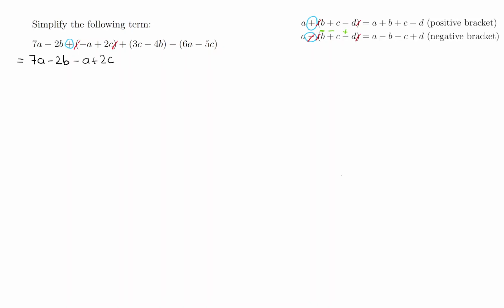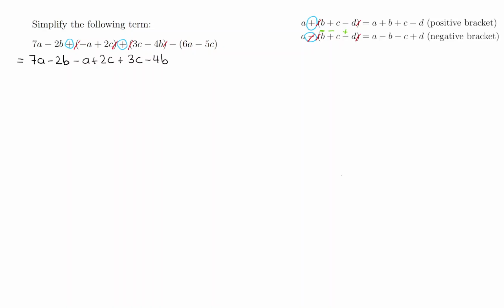and we eliminated our first bracket. Then we continue. What do we have? Next bracket comes. We also have a plus sign in front of it. So same as we just did. Throw away the bracket and just copy everything else. So plus 3c minus 4b. We eliminated our second bracket.